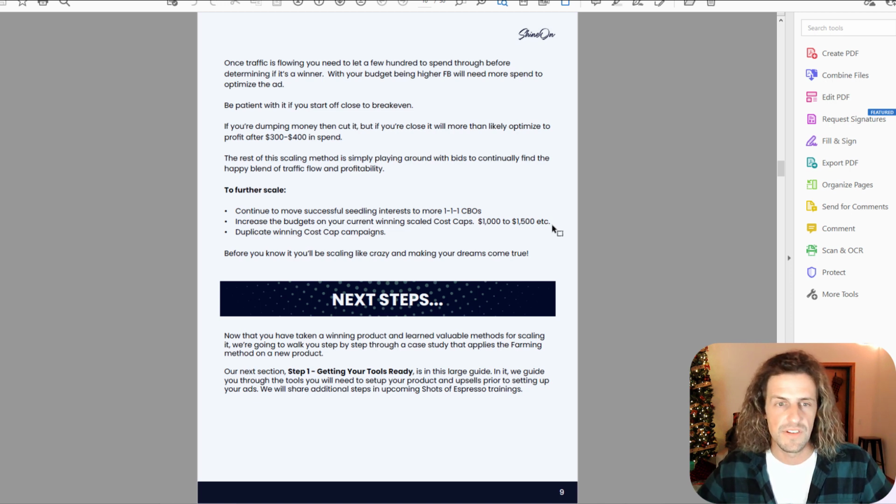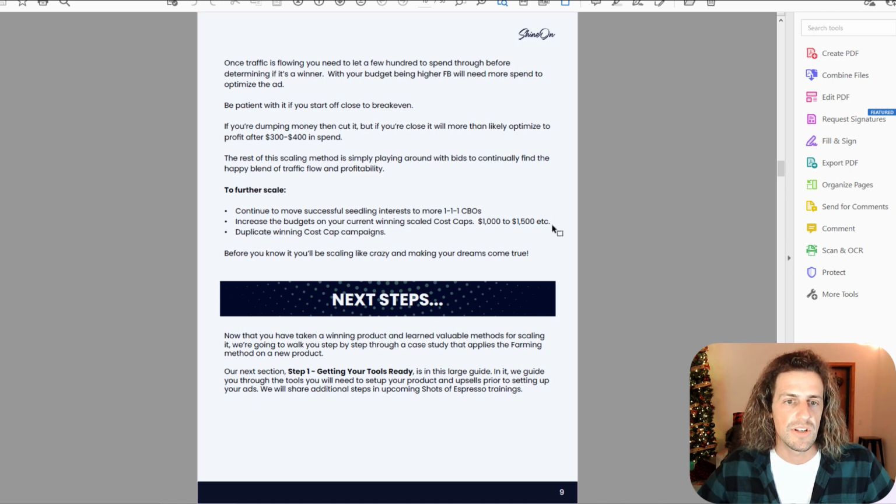The rest of the scaling method is simply playing around with bids to continually find the happy blend of traffic flow and profitability. And to further scale, continue to move successful seedling interests to more 1-1-1 CBOs. So if you have an interest that you've chosen, let's say it's a daughter interest that seemed to stand out and do well at the seedling stage, then maybe you bump that out into its own 1-1-1 campaign budget optimization.